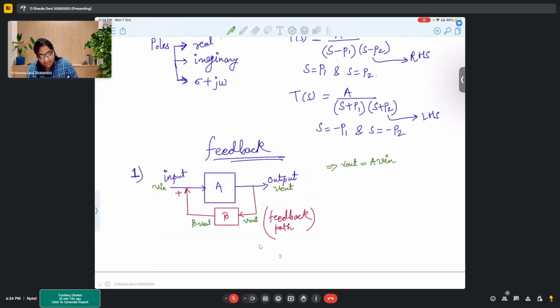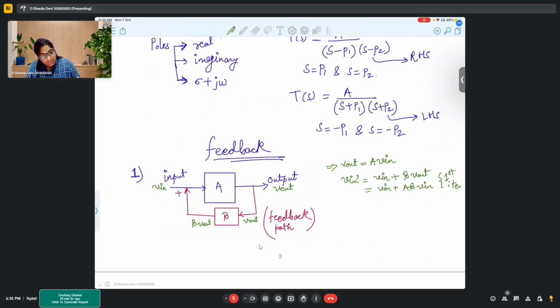So at this point, at the input side, now what you have is V in dash, that is in the next stage, next round. It will have V in plus beta V out, that is V in plus A into beta V in, correct? This is the input after first iteration.